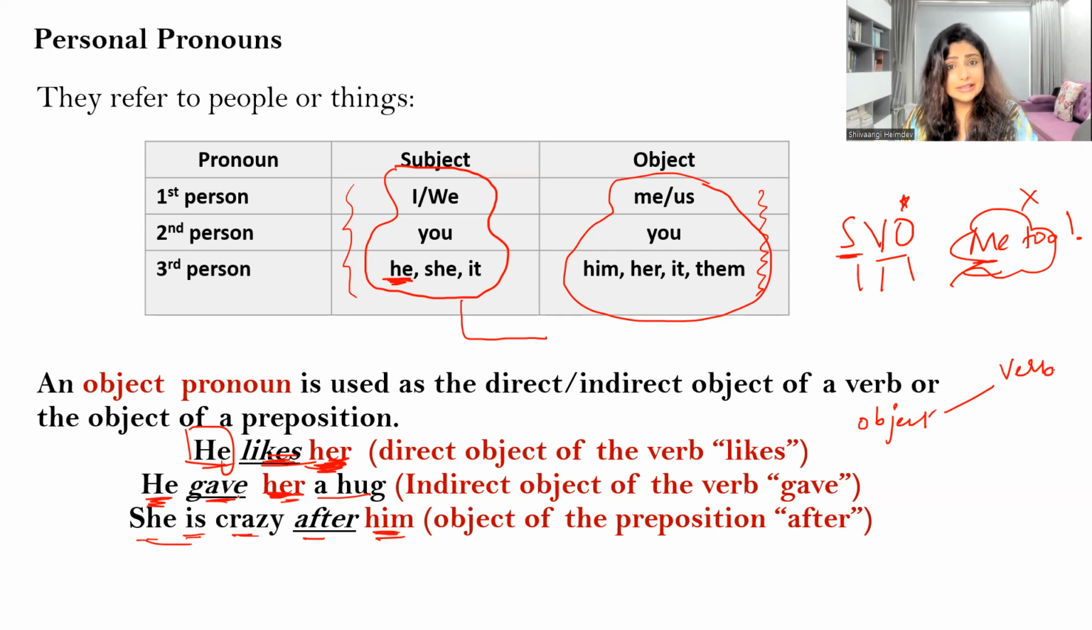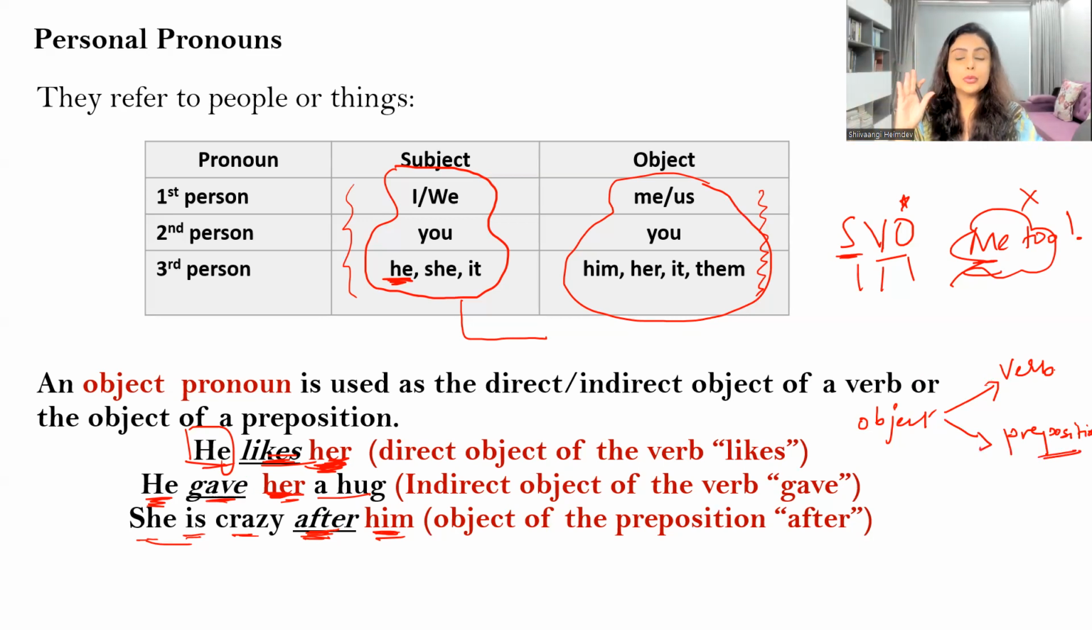Second sentence again. Gave is the verb, and what is the object of gave? The object of gave is her. In the third sentence, you have the preposition after, and after that you have an object, him. So object pronouns can either be the object of the verb, just like in sentences 1 and 2, or they can also be the object of the preposition, just like in sentence 3. Always remember, this will help you in structuring the sentence.